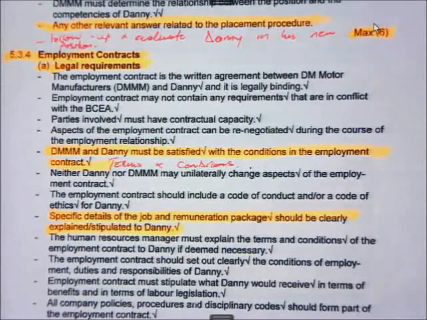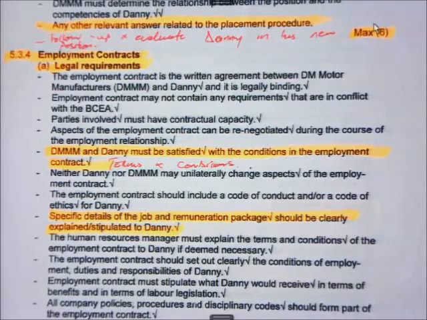And then lastly, employment contracts, the legal requirements. What is expected of the employment contract in as far as the law is concerned? The employment contract is a written agreement. We stated in the presentation that it has to be in writing and it is legally binding. An employment contract may not contain any requirements that are in conflict with the Basic Conditions of Employment Act.